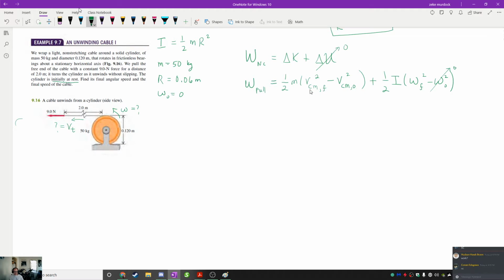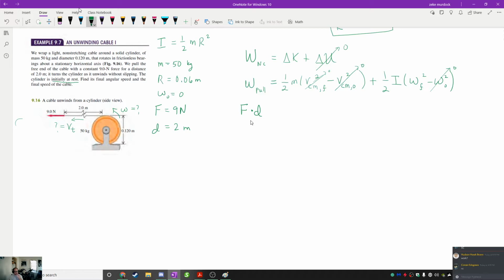The velocity of the center of mass is 0 to begin with, and the final velocity of the center of mass is also 0. So what we have on the left-hand side is just the force that we're pulling it at, which is 9 newtons. We'll just call that F, multiplied by the distance that we pull it, which is 2 meters. We'll call that D.